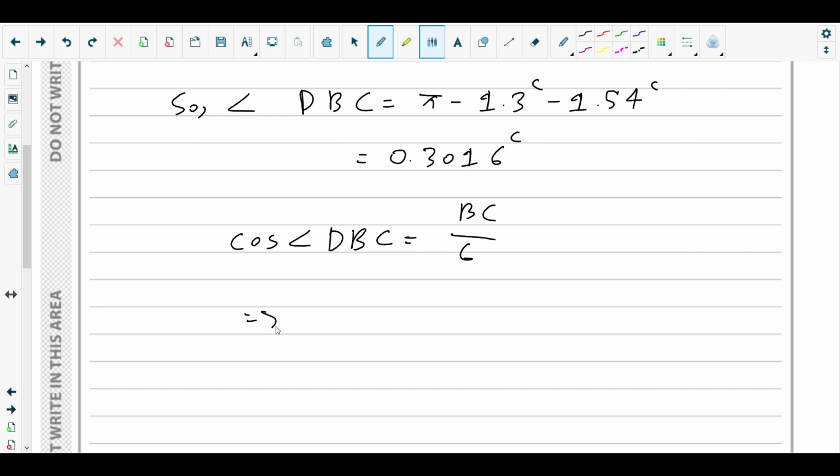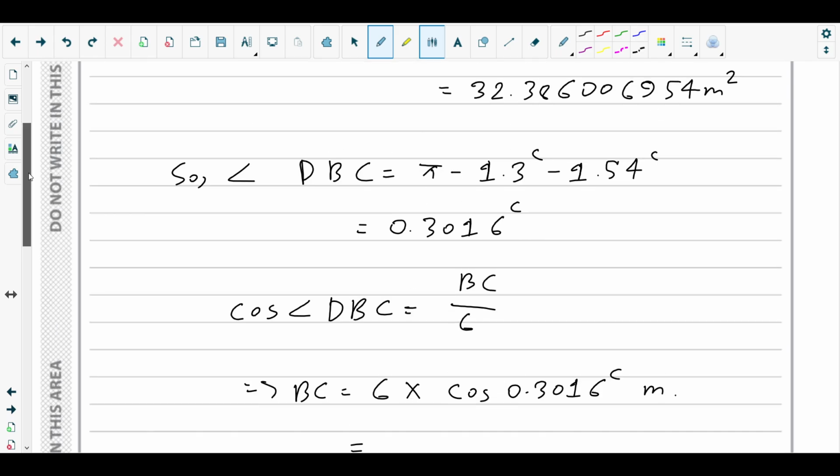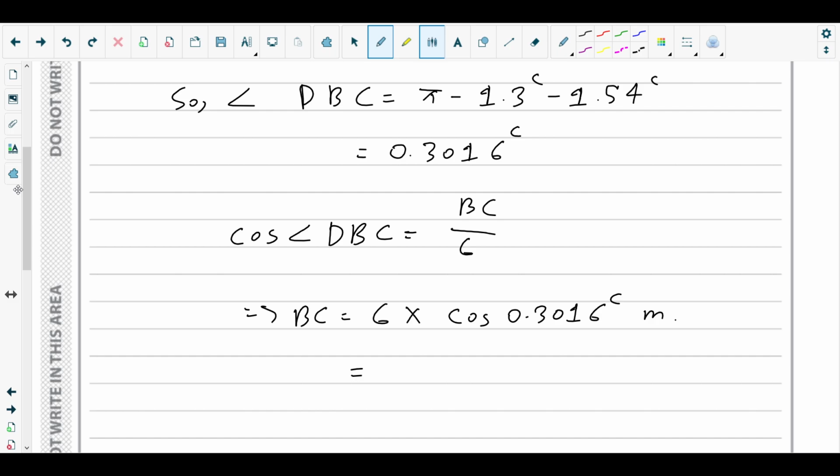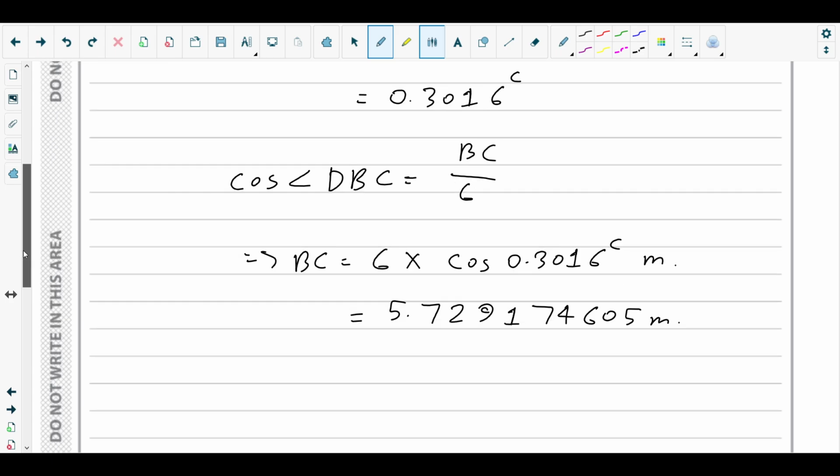So the length of BC would be 6 times cos 0.3016 radians. So what would be the value? The value would be cos answer times 6, that means this is 5.729, I'm taking the exact value, 74605 meters.